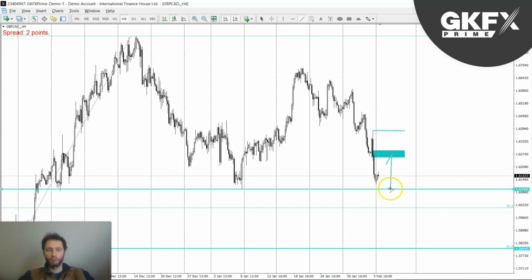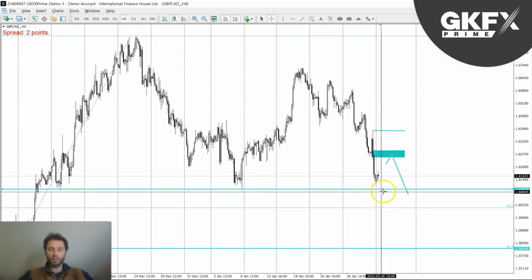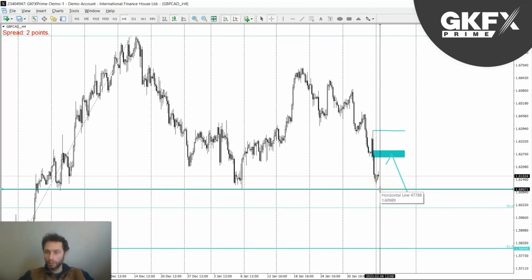See this level being the first target, and then possibly lower down, but I cannot assume that it would go that low. So definitely a first target would be this one, 1.609, and the 50 level is at 1.6.